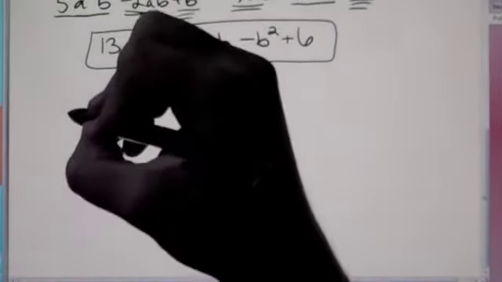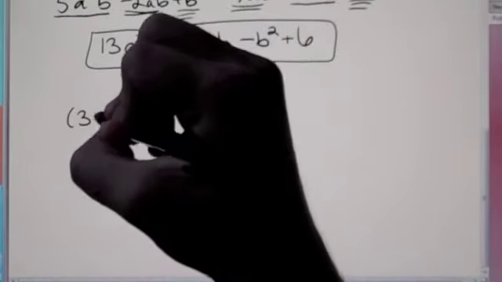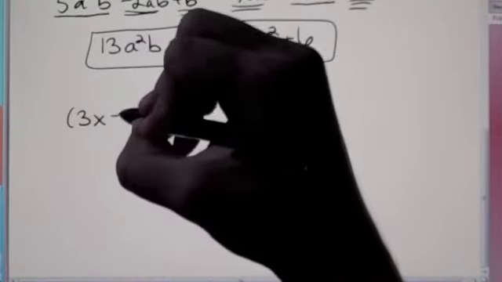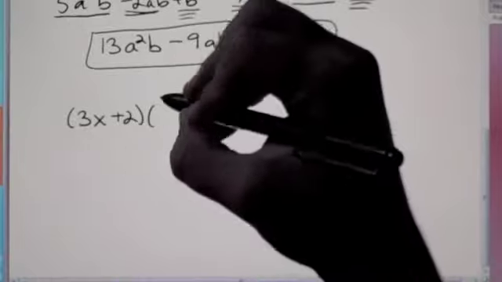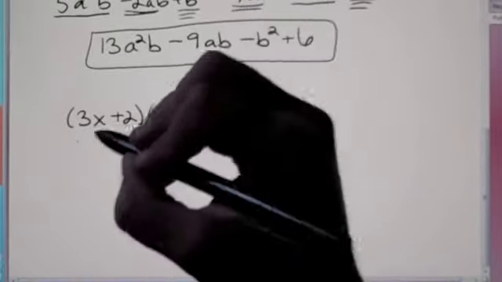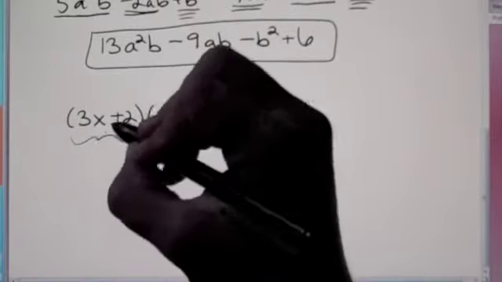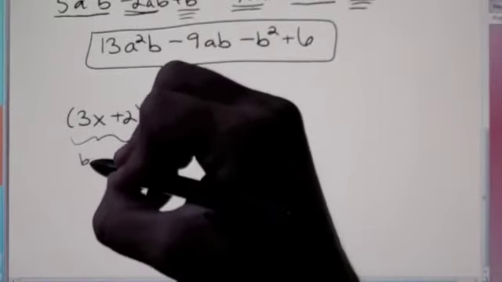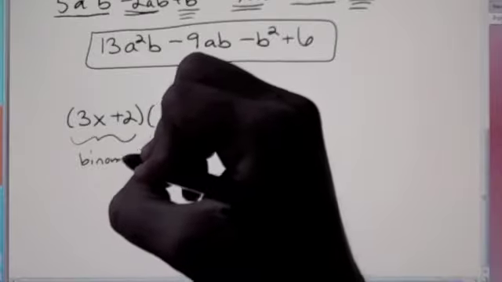If I give you two parentheses here, 3x plus 2, and this is 2x minus 5. By the way, just so you know, this right here, since there's two terms, this is called a binomial.